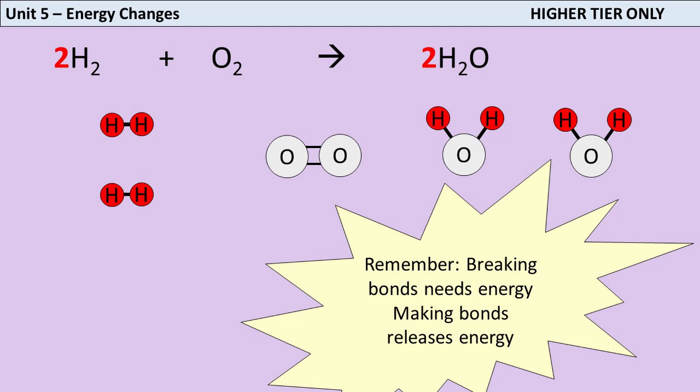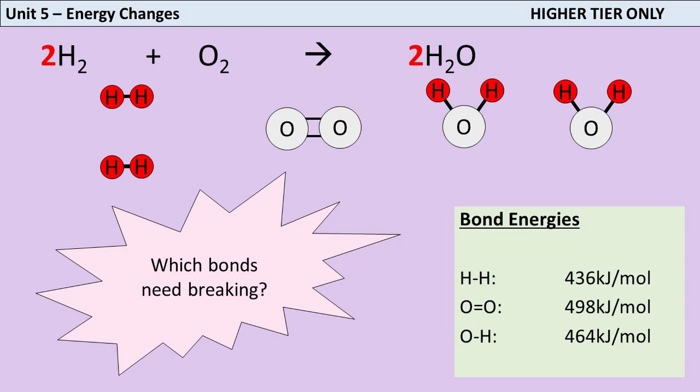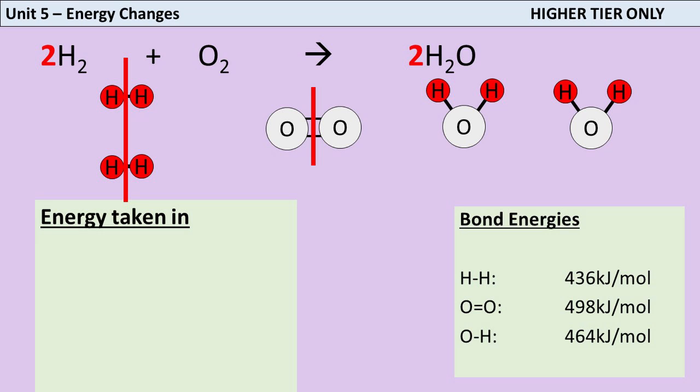So the exam question is going to give you a symbol equation like this. And what I've done is I've drawn out my molecules. Now, the helpful thing about having drawn that is that I can now see really, really clearly that I have 2 hydrogen-hydrogen bonds, 1 oxygen-oxygen bond, and 4 oxygen-hydrogen bonds. Those bonds all have different bond energies, and they will be given to you in the question.